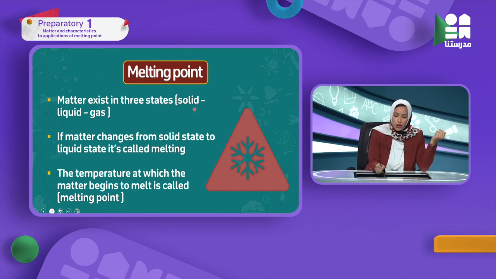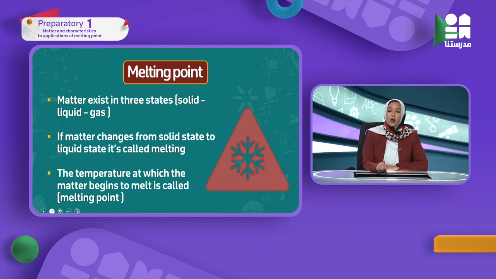Solid is like the table. Liquid is like water. Gas is like the air around me. So basically the solid, the liquid and the gas are all matter. These are the different states of matter. Each state can change to another. What am I saying? A solid state can change to a liquid state, and then we say this change is called melting.